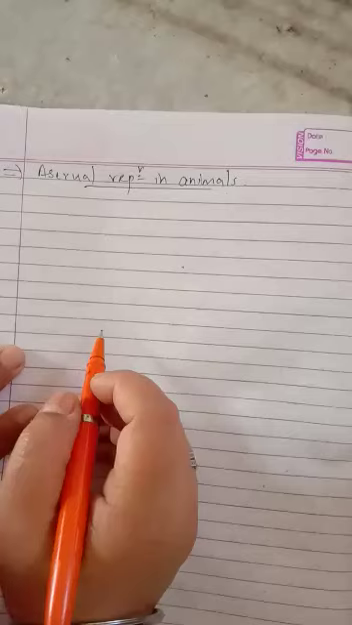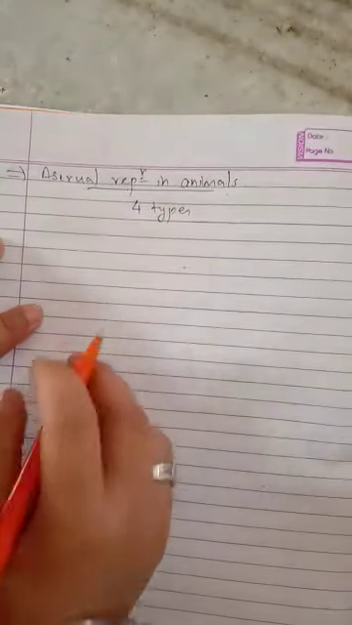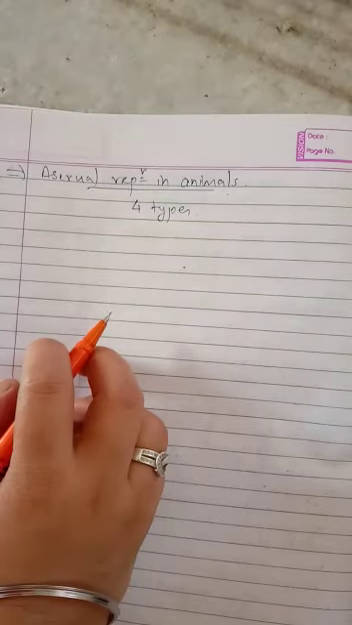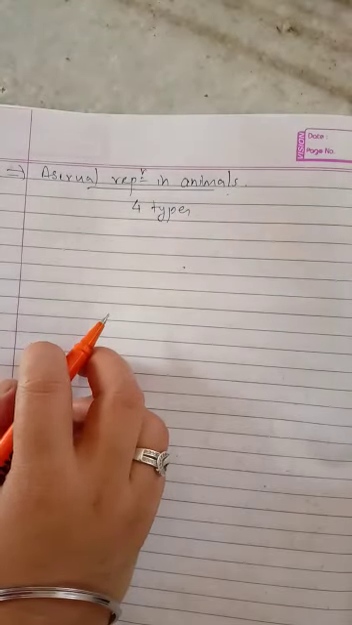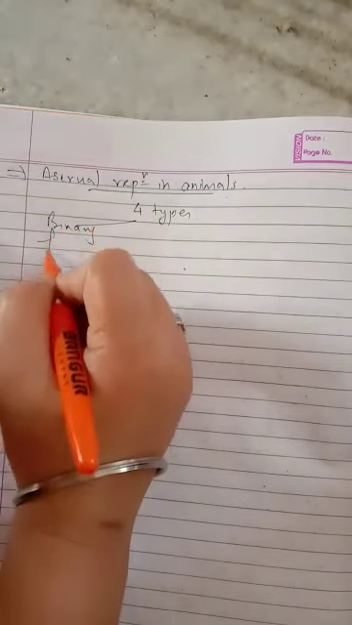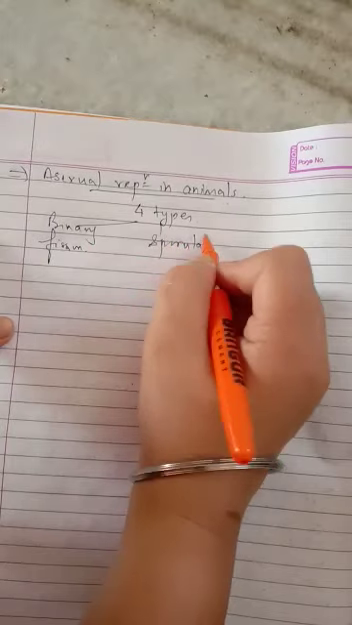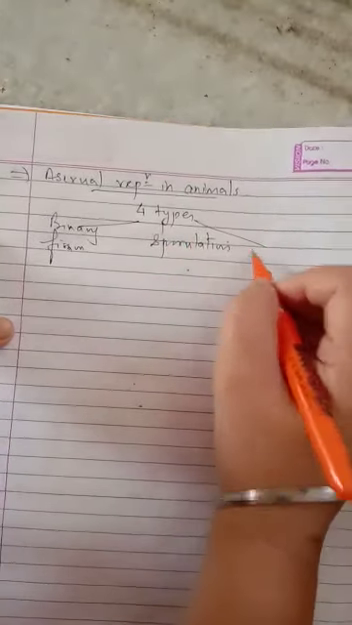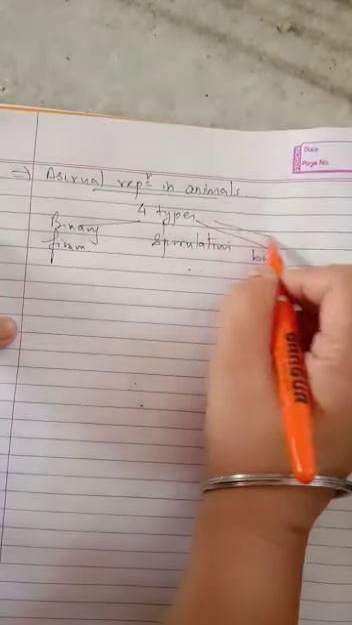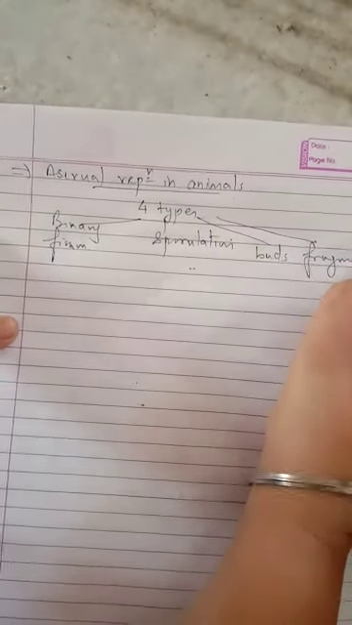Fine. Now we are going to proceed to the next topic, that is asexual reproduction in animals. In asexual reproduction, we are going to study 4 types. In the textbook they have given the first 3 and later the 4th one, but we will study them together. The first one is binary fission, the second is sporulation, the third is budding, and the fourth, given later, is fragmentation.